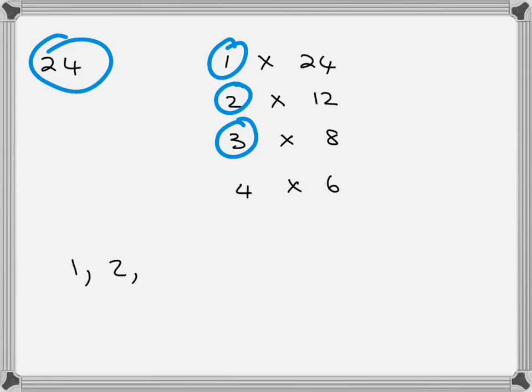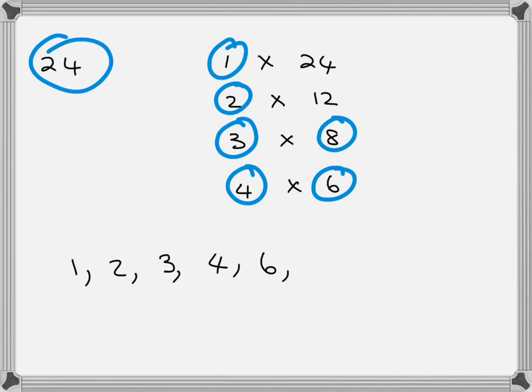3 will be a factor because it's 3 times 8. 4 will be a factor because it's 4 times 6. Those are ones you know on your times tables. 6 will be a factor because it's 6 times 4. You know that on your 6 times table. 8 will be a factor because it's 8 times 3. You can see it's just the reverse of what's happening up at the top there. And then 12 will be a factor because it's 12 times 2. And 24 will be a factor because it's 24 times 1.